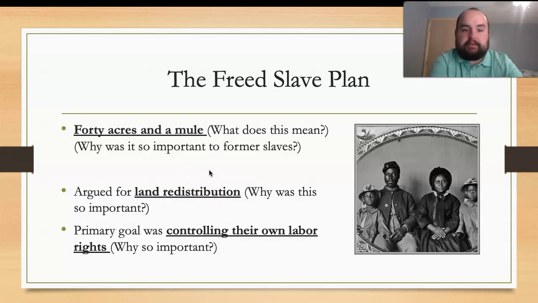Also, land redistribution was particularly attractive to slaves because of all those years they spent working on people's land and getting no profit. A lot of slaves argued that they deserved access to at least some of their master's former land as reparations or repayment for working that land for so many years. So this is another big part of what free slaves were after.